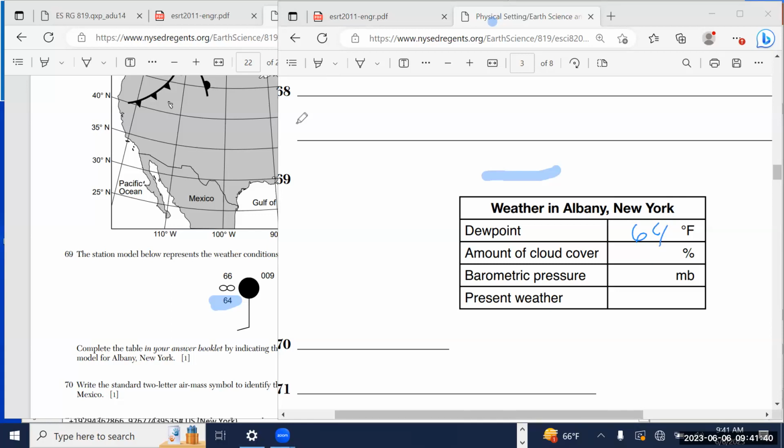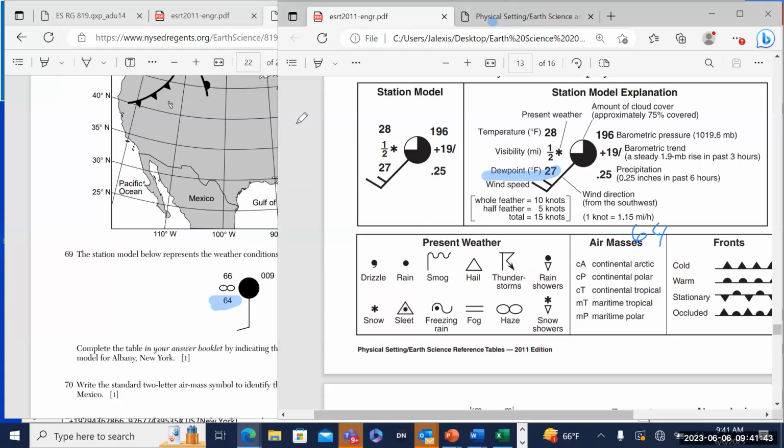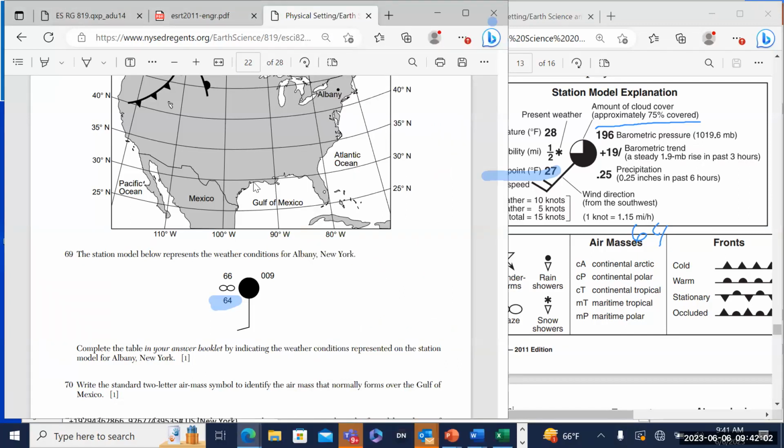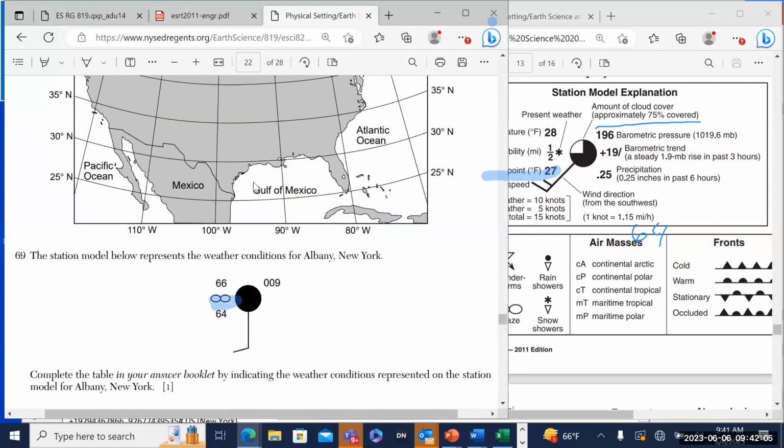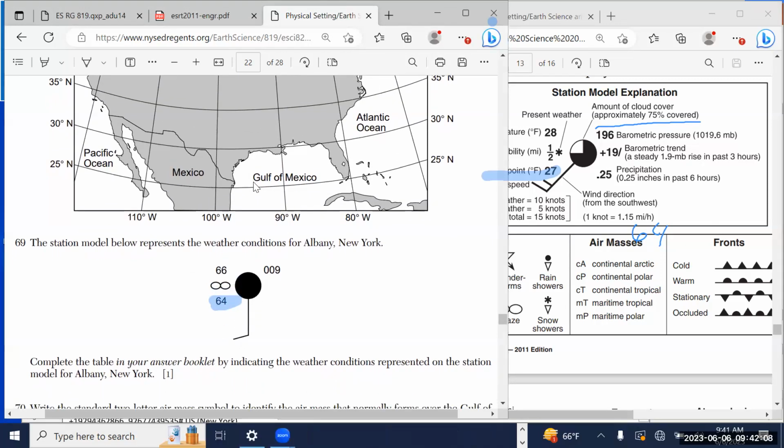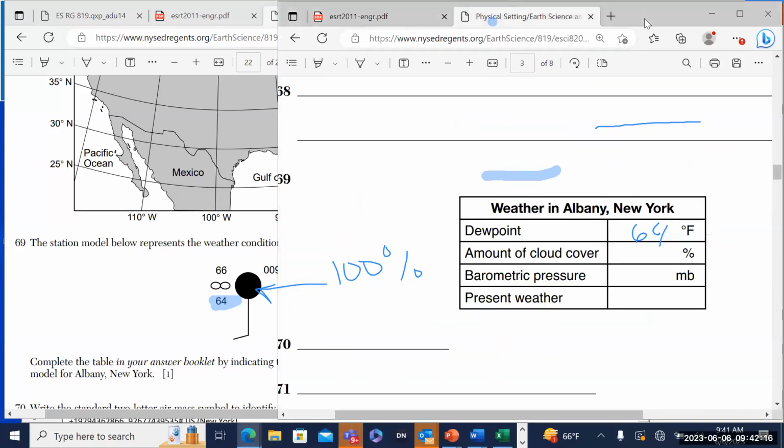The amount of cloud cover, if you look at your reference tables, is determined by how much the circle is shaded in. You see, it says cloud cover is 75% on the reference tables because it's 75% shaded in. So when I look here, I notice that my cloud cover is completely shaded in. So if it's 100% shaded in, then my cloud cover is also going to be 100%.